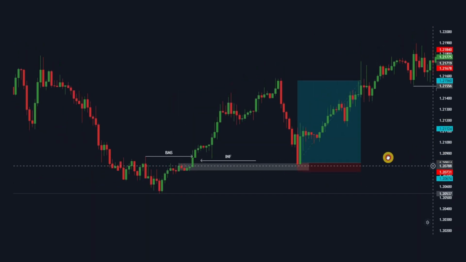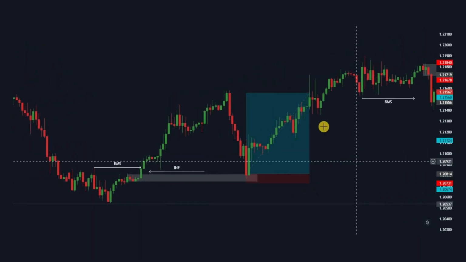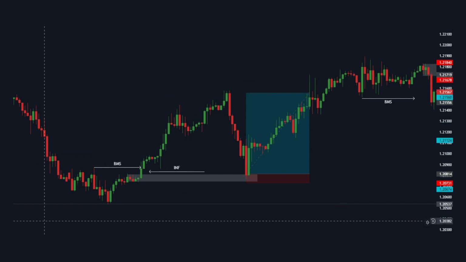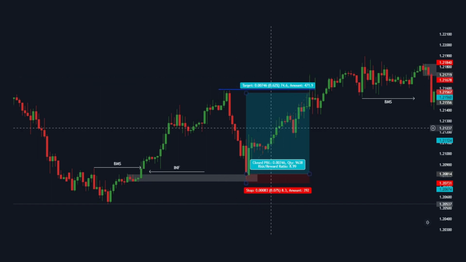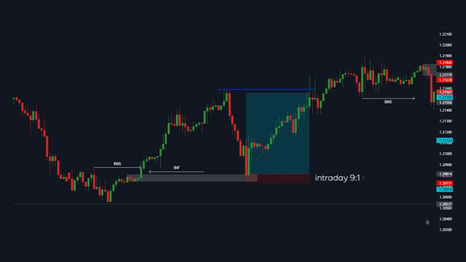As you can see here, we do have some imbalance and this has not been mitigated. So, I went with an 8 pip stop loss. As you can see, price came down, it rejected this area quite nicely. If we were to just target the swing highs, that would have been a 9 risk-reward trade, and the trade duration was just 24 hours, so this would be an intraday trade.